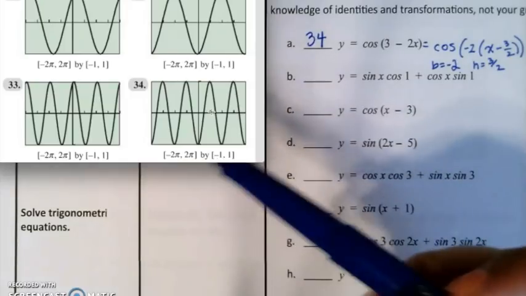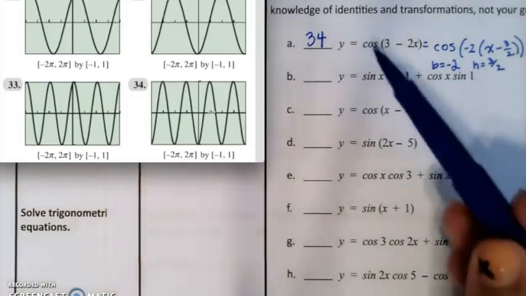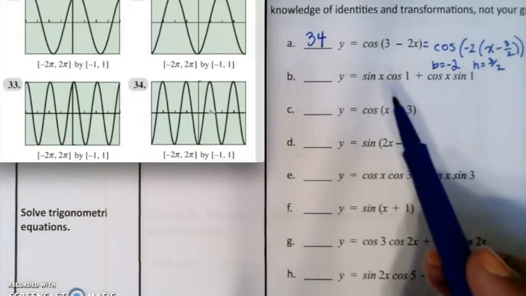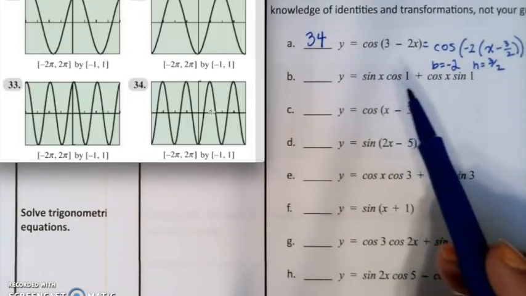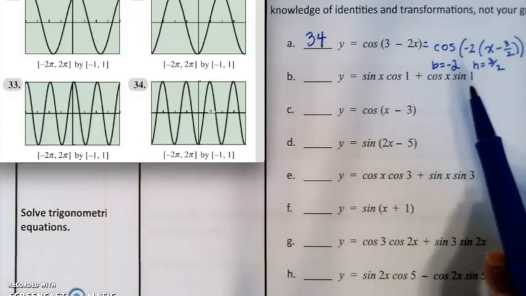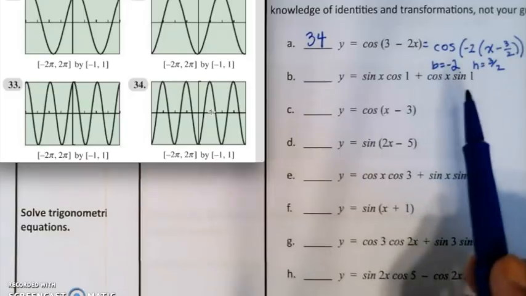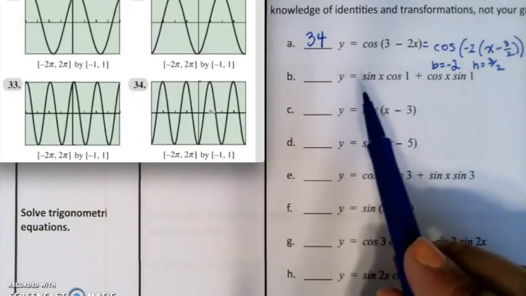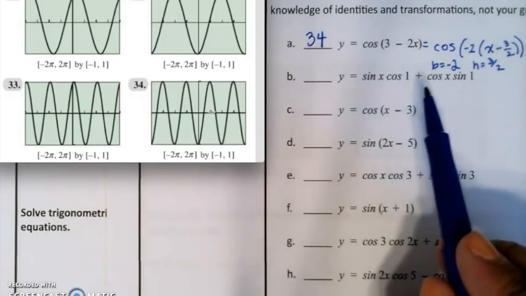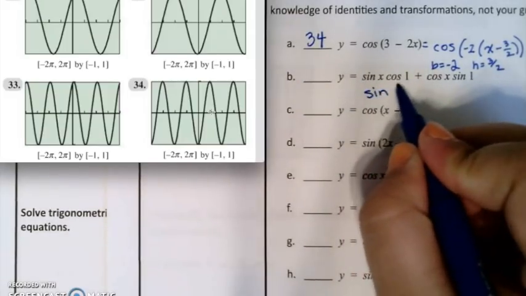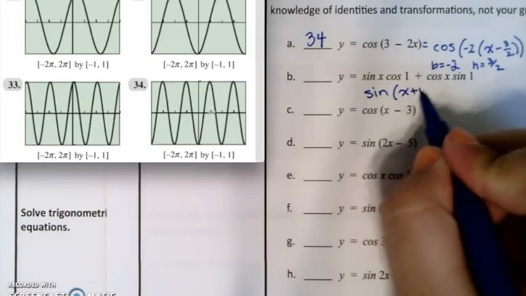So each of these graphs corresponds to two different equations here. All right, let's look at part B. We have sine of x times cosine of 1 plus cosine of x times sine of 1. I look at this double term expression here, and I know that this is a sum of sines. So sine of x plus 1.